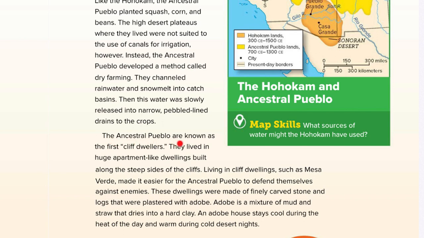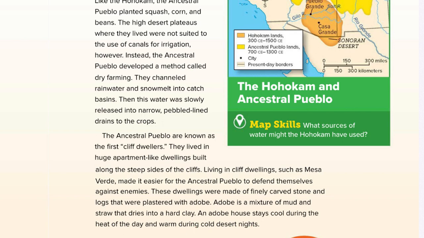The Ancestral Pueblo are known as the first cliff dwellers. They lived in huge apartment-like dwellings built along the steep sides of cliffs, like the picture we just saw. Living in cliff dwellings, such as Mesa Verde, made it easier for the Ancestral Pueblo to defend themselves against enemies. These dwellings were made of finely carved stone and logs that were plastered with adobe. Adobe is a mixture of mud and straw that dries into a hard clay. An adobe house stays cool during the heat of the day and warm during the cold desert nights.